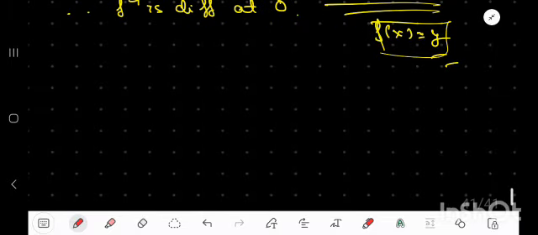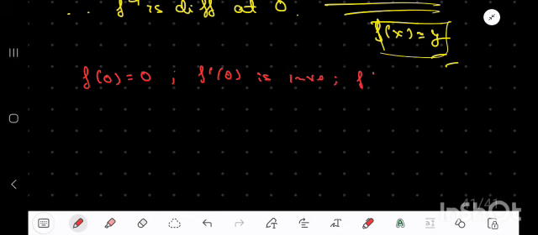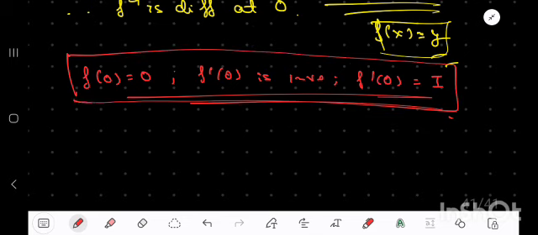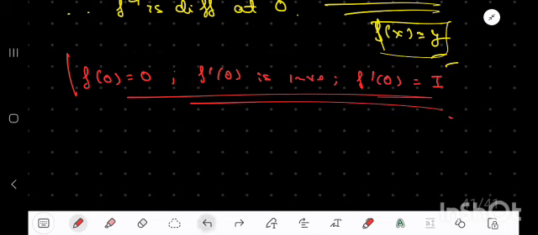So what do we have? Let me just repeat once. We choose f of 0 to be 0. We choose f prime at 0 to be invertible, and we choose that f prime at 0 to be the identity, right? So these are the things which we will be using to prove the inverse function theorem, and the inverse function theorem will be efficiently proved in the next lecture. So meet you guys in the next lecture.